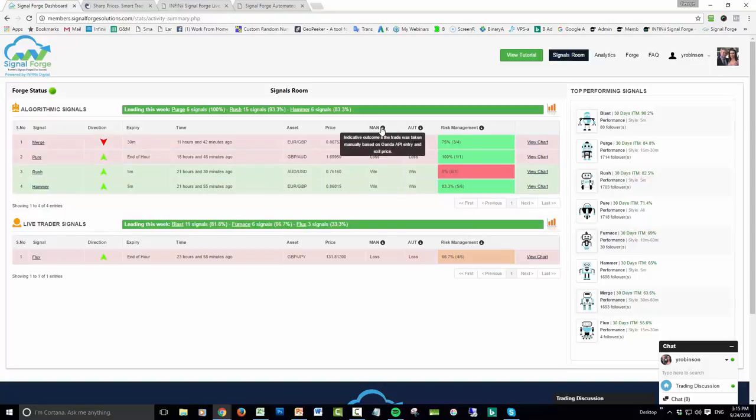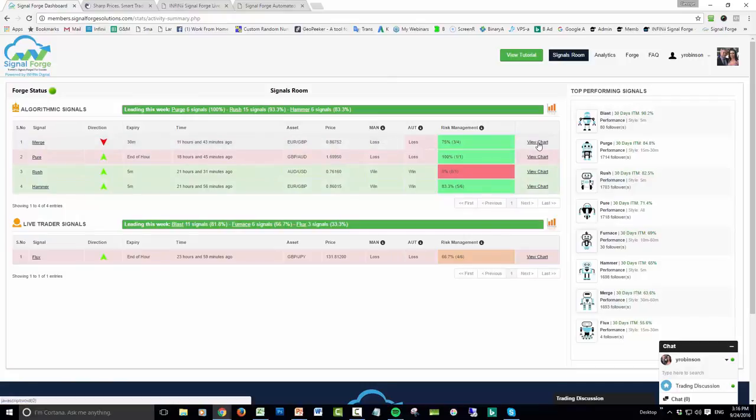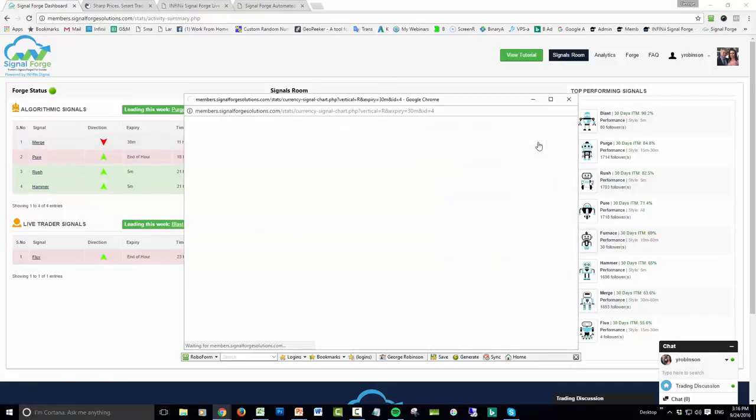Manual, so this is the indicative outcome if the trade was taken manually based on the API entry and exit price. Over here is the auto trading. So the outcome was taken by the instant replication mode on extreme risk, which we'll come to in a minute, through binary.com. You'll see sometimes there's a discrepancy here between the manual and the auto, but overall they should be pretty similar. And then you can click on here and view the chart of that particular trade.